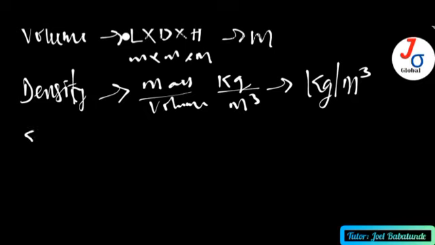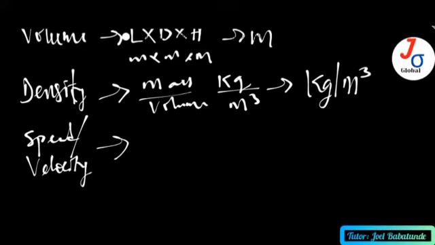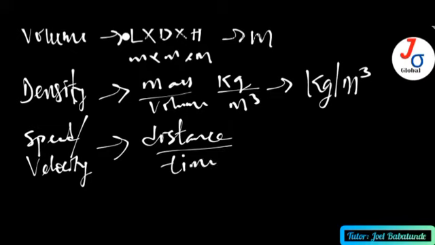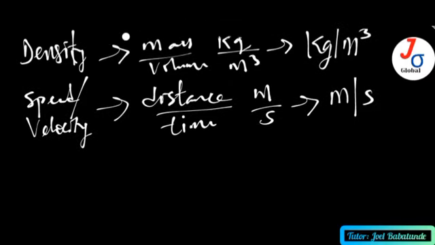Then speed or velocity, as the case may be. Speed or velocity is distance over time. Let's be specific and say distance divided by time. Distance is measured in meters, how far you've gone, over seconds. So the unit for speed or velocity is meters per second. You can see the way I'm deriving the units and the quantities.